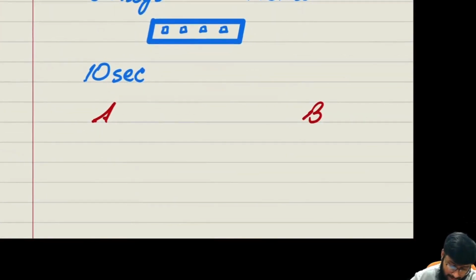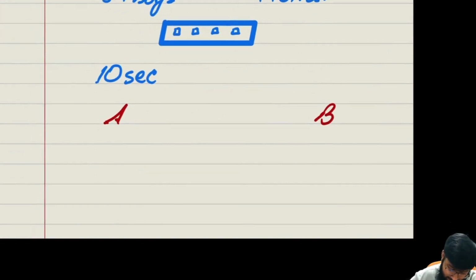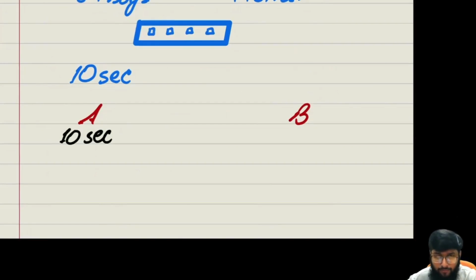So student A says, sir, I will be completing this task within 10 seconds. And student B says, sir, after every 2 seconds, I will be taking a gap of around 1 second. So I need to get refreshed. So he will be doing this similar task within 14 seconds.